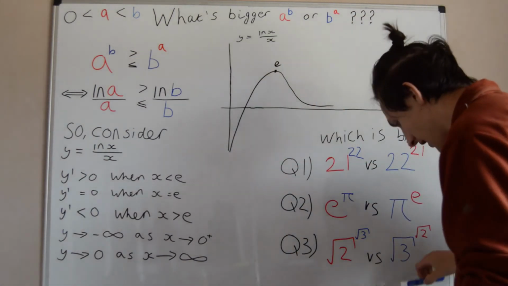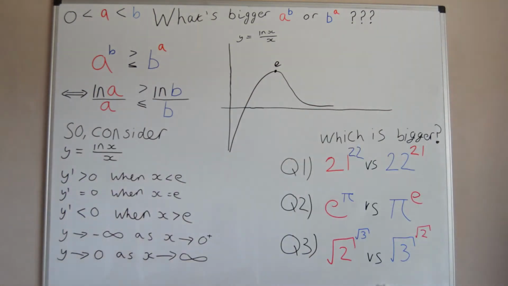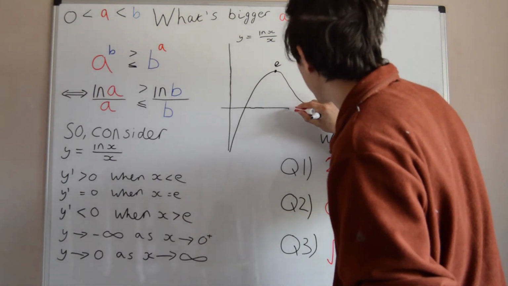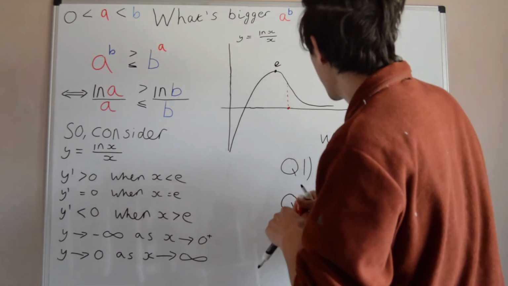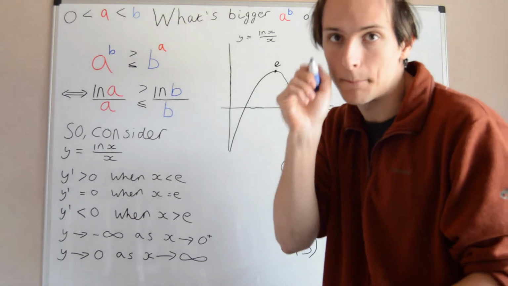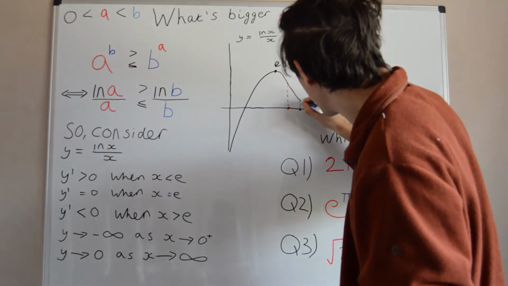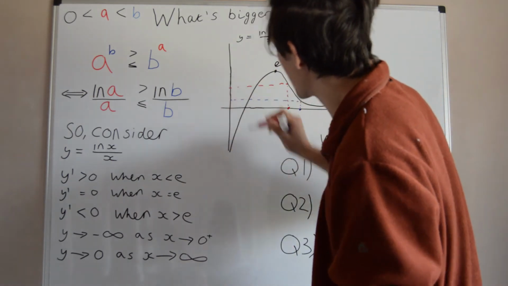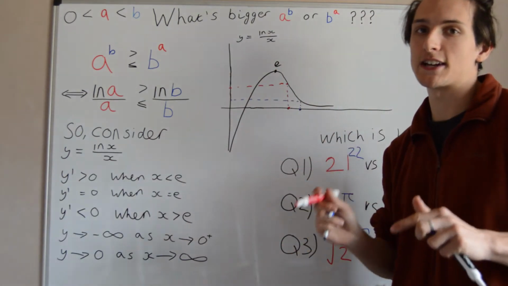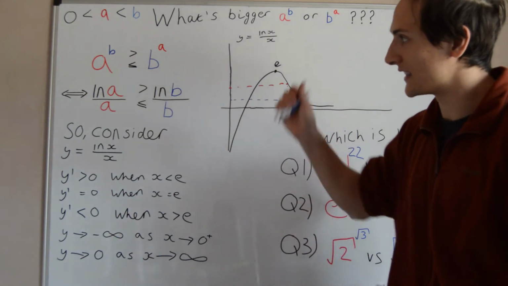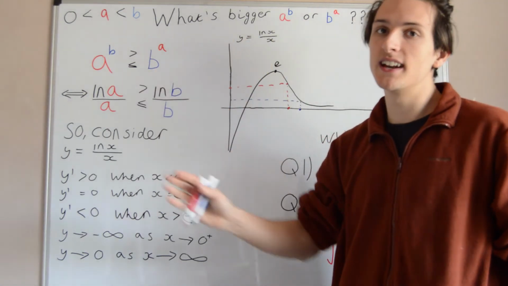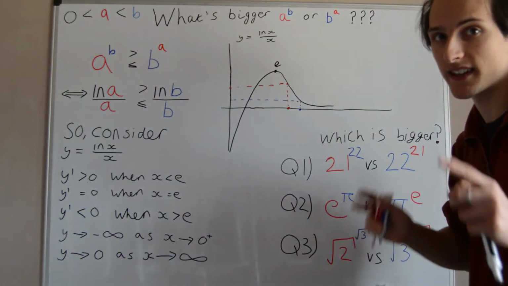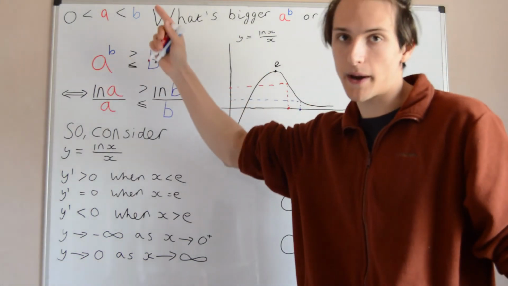Okay, so now get my blue and red pens. If a is bigger than e, and b was said to be bigger than a, so b's here, then the natural logarithm of a over a is bigger than the natural logarithm of b over b. And if we look here, this is equivalent to saying a to the b is bigger than b to the a. So if a is bigger than e, then the smaller thing raised to the bigger power is bigger.